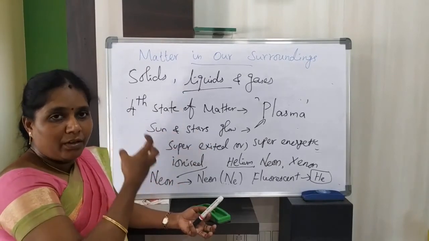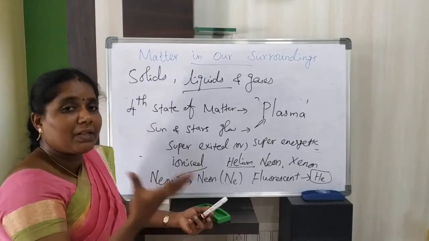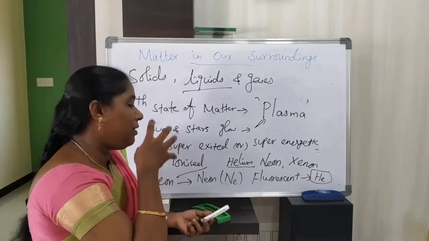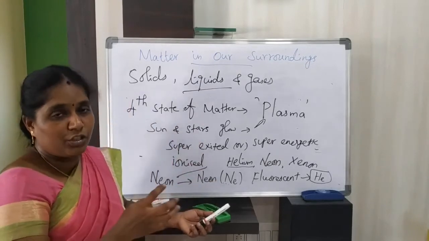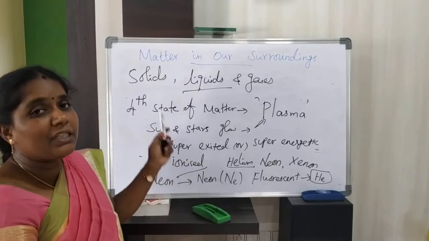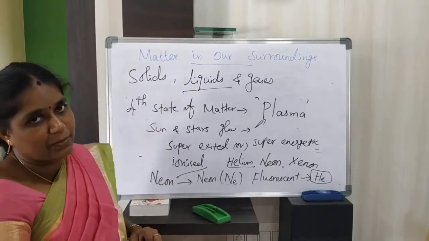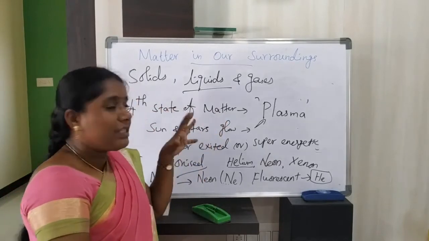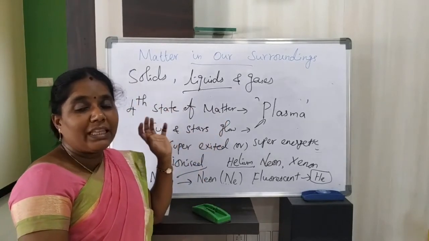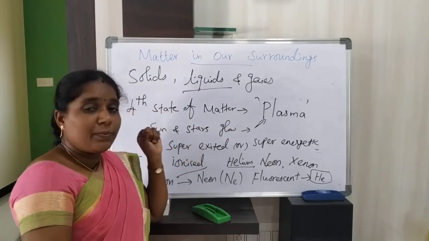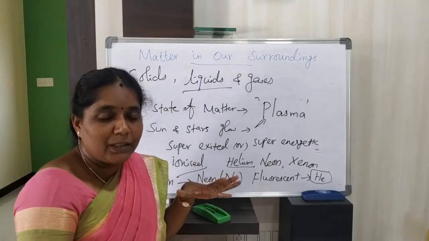In this way, we feel that plasma is present in the sun and stars, as well as the neon sign bulb, the fluorescent tube and fluorescent lamp. So this is the fourth state of matter, that is plasma. What's the fourth state of matter? Plasma. So the sun and stars glow with the help of this plasma, the fourth state of matter present in them. This plasma is made up of ionized particles.